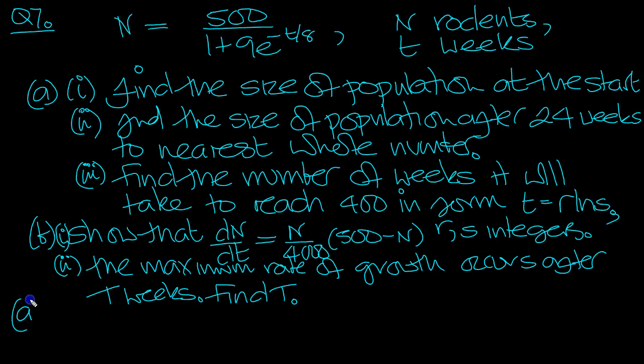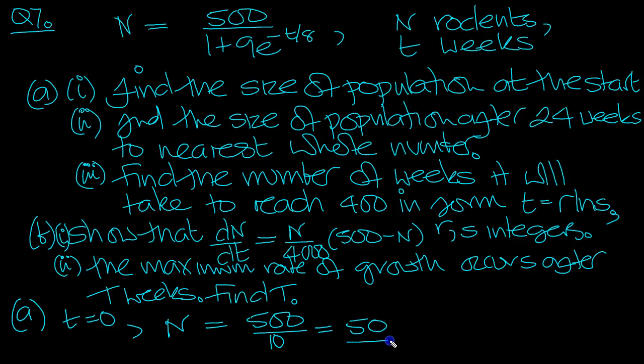So part A. First of all, find the size of population at the start. T equals 0. So N, put T as 0 in here. E to the 0 is 1. So 9 times 1 is 9, plus 1 is 10. So N is 50. That's part 1.